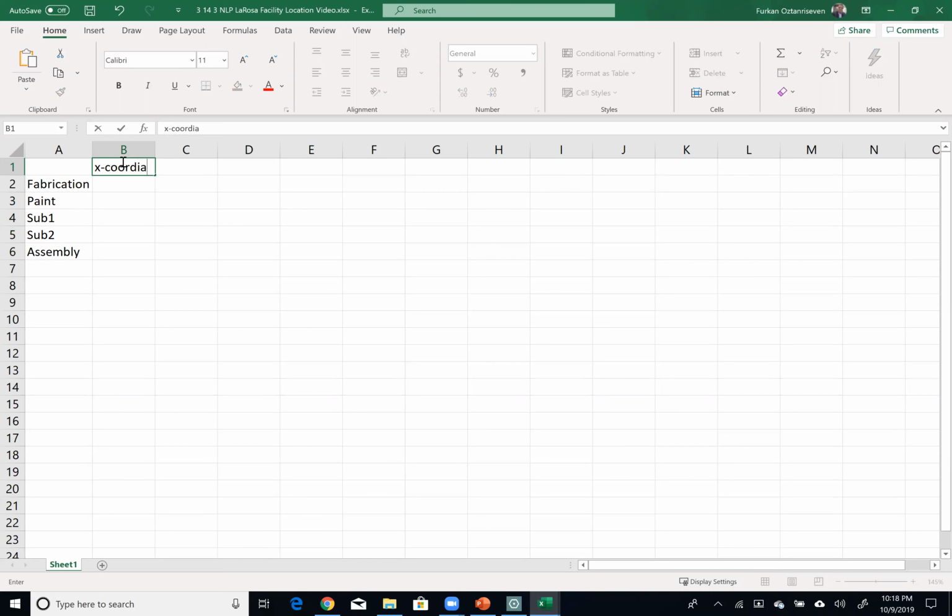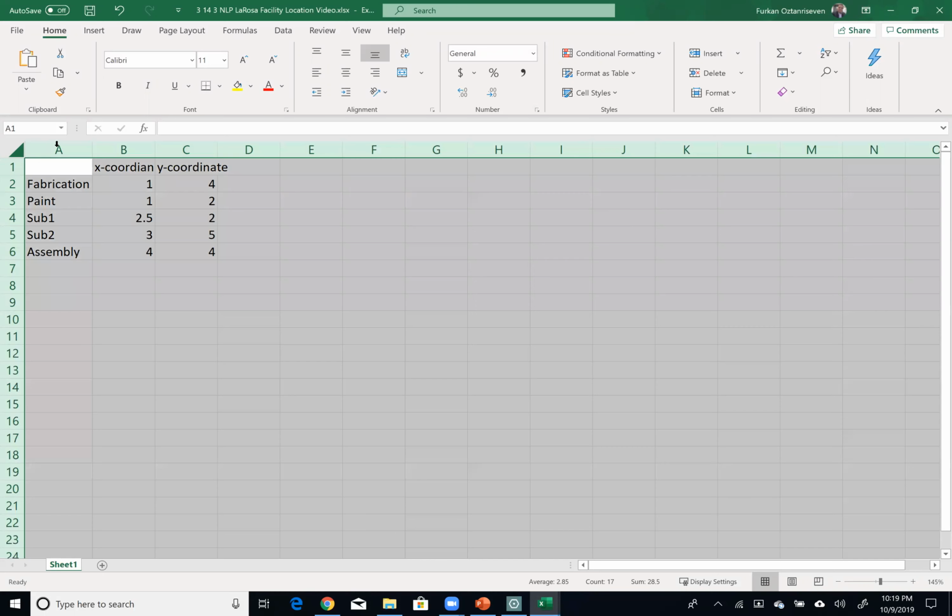X coordinate versus Y coordinate. The X coordinate of fabrication is 1, Y is 4. Paint is 1, 2. Sub 1 is 2, 5, and this can be meters, inches, yards, miles, depending on the problem. Sub 2 is 3 and 5. Assembly is 4 and 4. So these are my given parameters for this problem.